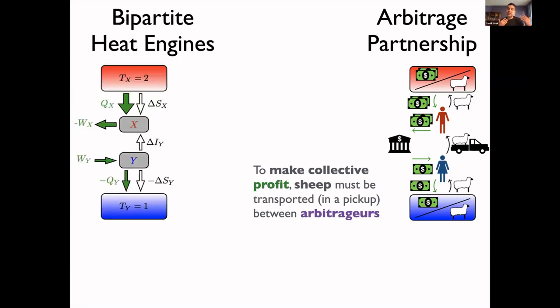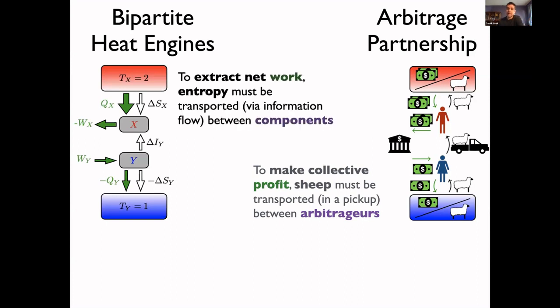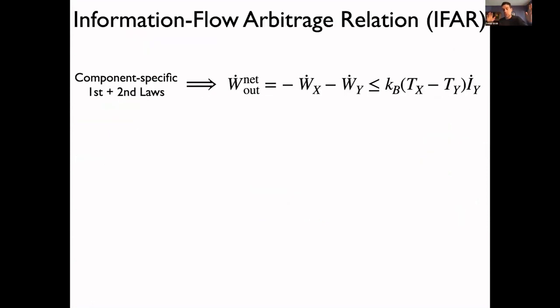So now step back to this bipartite heat engine context. What if I want to extract net work from this bipartite heat engine where one component each is in contact with each of the heat baths? To extract net work, I have to transport entropy between the heat baths, of course. And the only way I can do that is between the different components of the machine. And the only way I can do that is through this information flow quantity. Okay, so the upshot is I need to have information flow between the subunits to support net output work, or a functional heat engine. Okay, so that's the intuition.